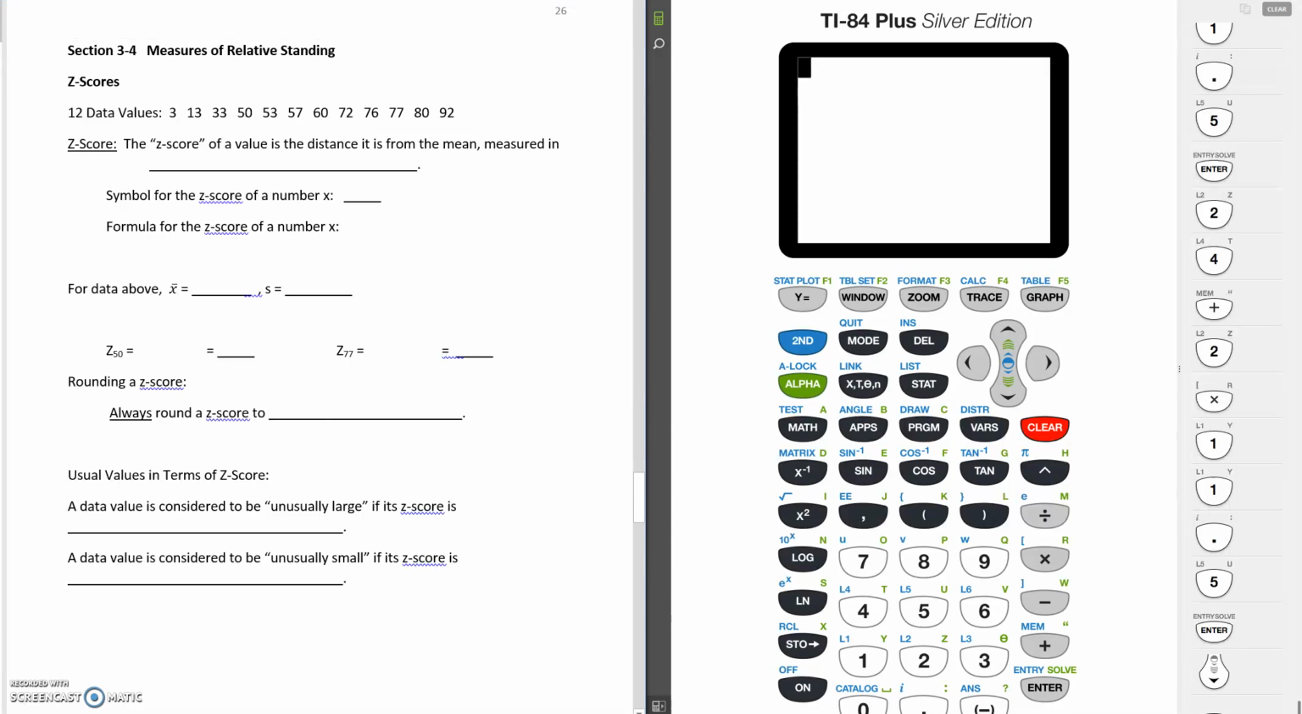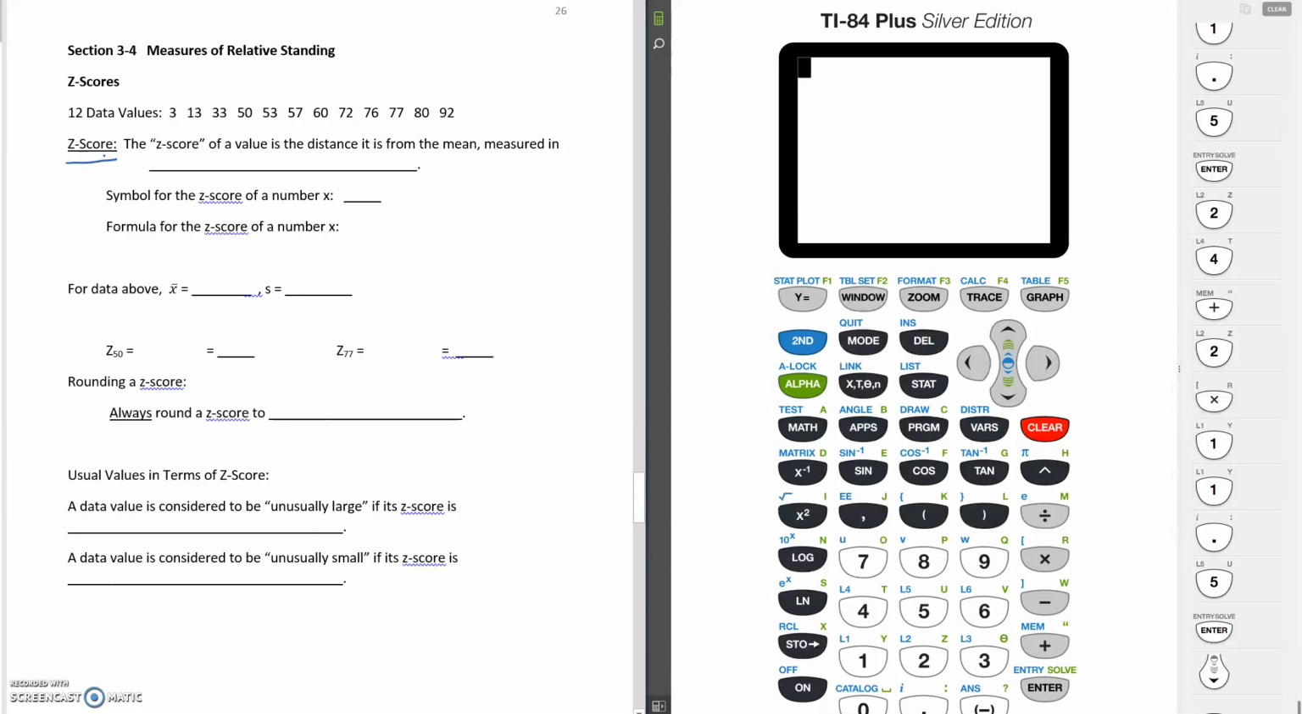In this video, we're going to talk about what are called measures of relative standing. So what this means is where the data values lie with respect to the other data values in the data set. Okay, so we're going to look at these 12 data values: 3, 13, 33, 50, 53, 57, 60, 72, 76, 77, 80, and 92. And we want to learn the concept of a z-score.